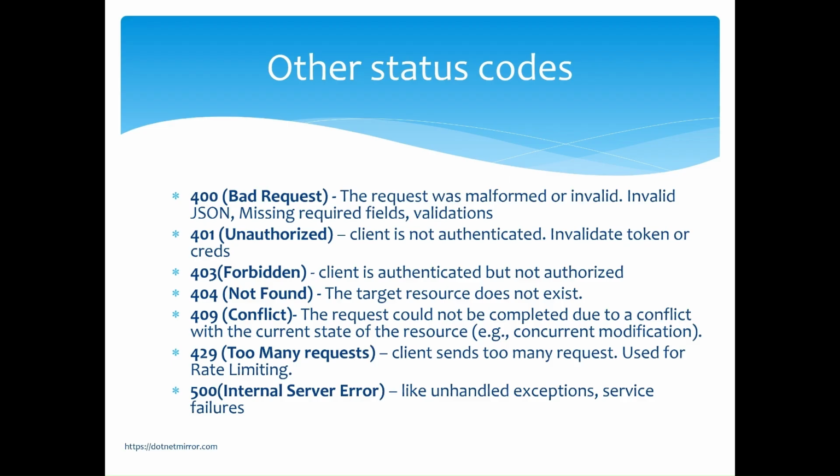When it comes to 404 Not Found, the target resource doesn't exist. Let's say you have 10 records in the database, and someone is trying to access the 11th record, which is not available, you can use Not Found. 409 Conflict means the request could not be completed due to a conflict with the current state of the resource. If concurrent modifications are happening on the API, you can use this. 429 is Too Many Requests. When someone is trying to send too many requests at a time, in a rate limiting scenario, you can use this 429. When it comes to 500, it's an Internal Server Error. For any exceptions, you can return this 500 error from the API.